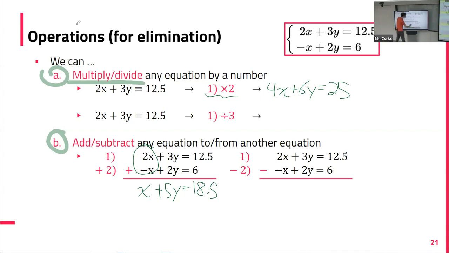On the other one here, we could also subtract the two equations from each other. 2x minus negative x, so 3x there. 3y minus 2y, so y, and 12.5 minus 6, so 6.5.